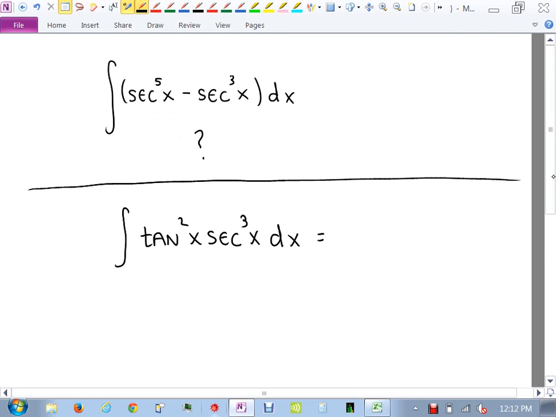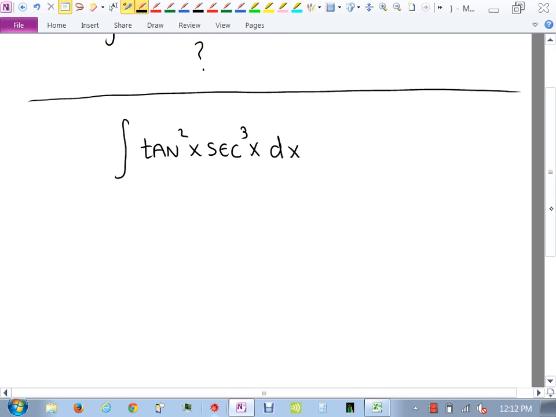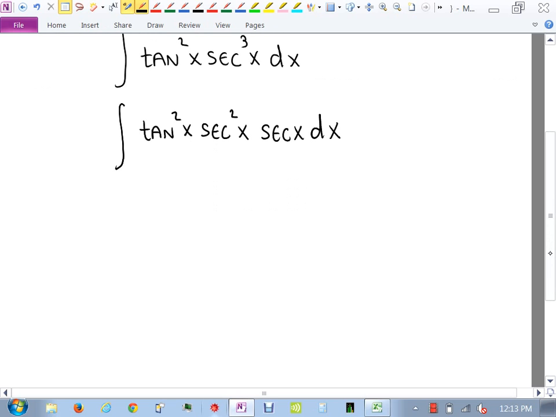Do you see this right here, the secant to the fifth minus secant cubed? That is probably going to require some integration by parts, right? That's where I'm getting to. Which you could work through. If I got to a point where I saw that integration by parts would be necessary, I might go back to the original problem and try integration by parts to begin the problem. So, like this one. I think Catherine was alluding to this. Tangent squared x secant squared x secant x dx.